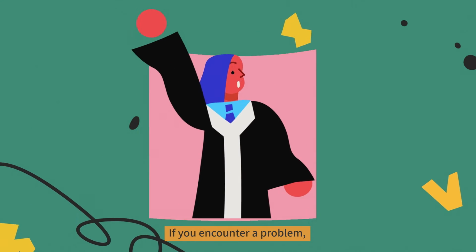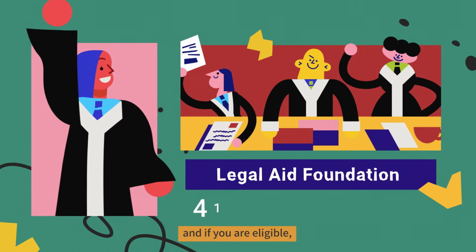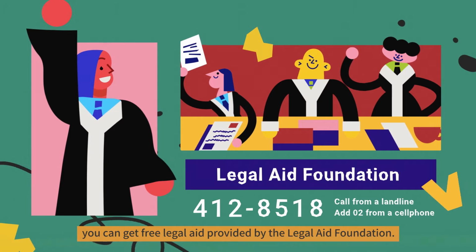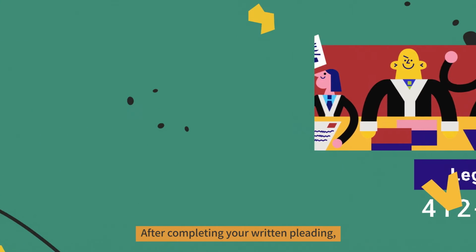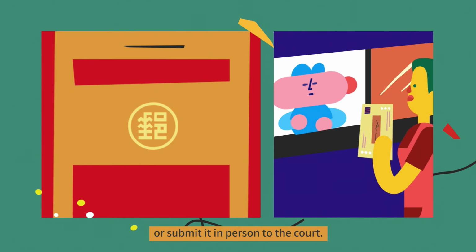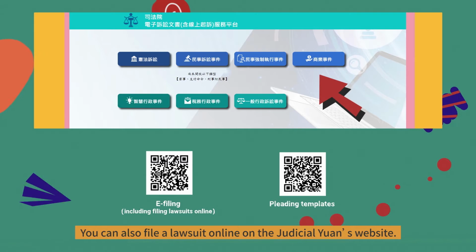If you encounter a problem, you can ask a lawyer to assist you, and if you are eligible, you can get free legal aid provided by the Legal Aid Foundation. After completing your written pleading, you can mail it or submit it in person to the court. You can also file a lawsuit online on the Judicial Yuan's website.